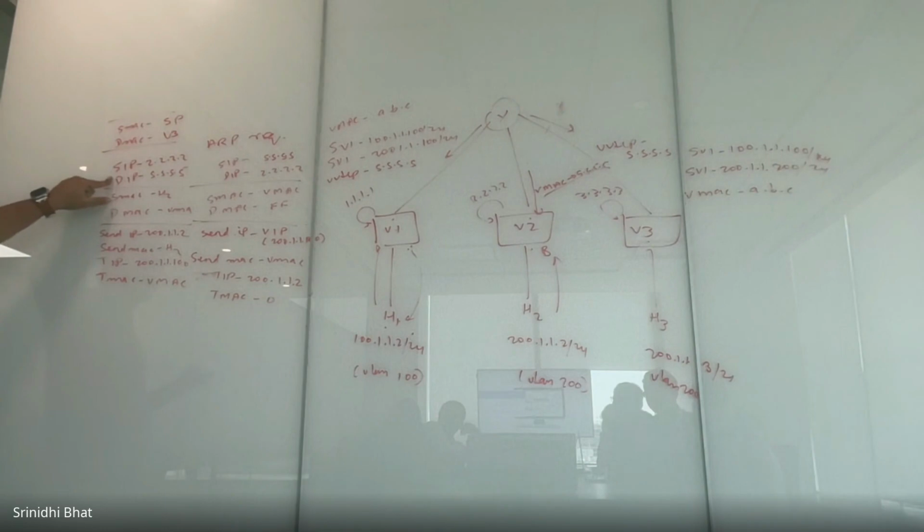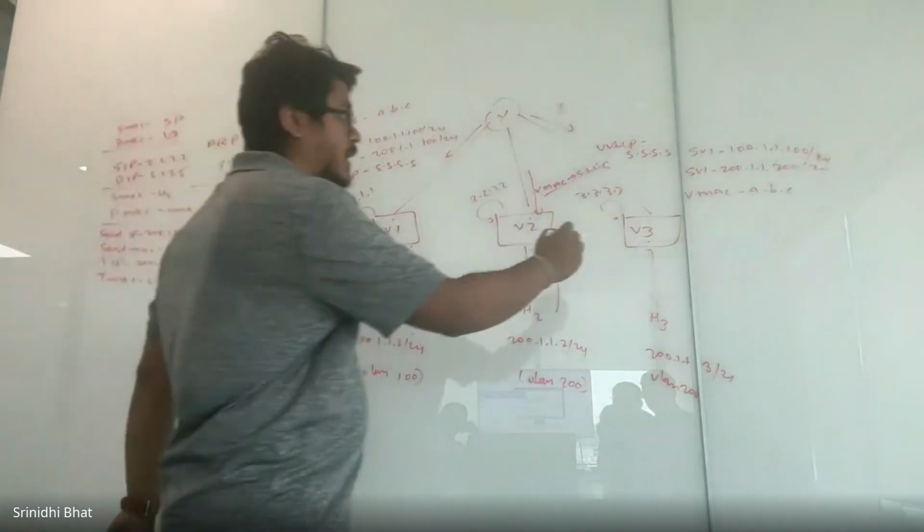The DIP is 5555, which is mine. Source MAC is H2, DMAC is again mine, my MAC. Yes. Correct. It will learn the ARP. First thing is it will learn the ARP.